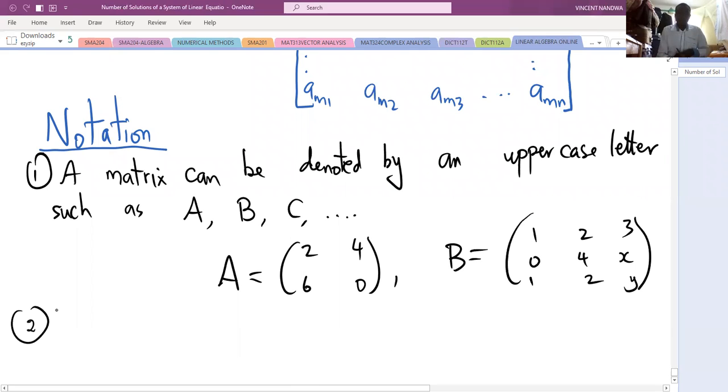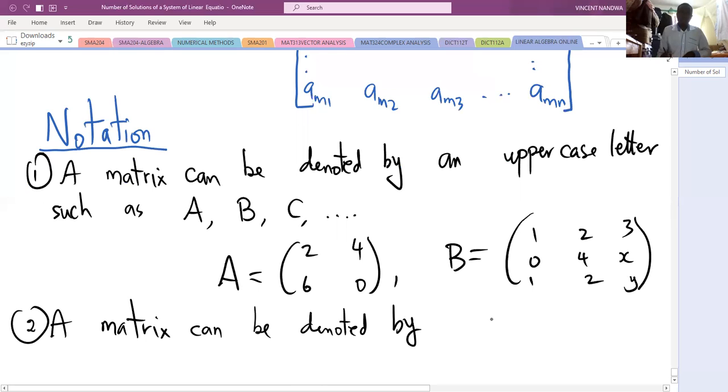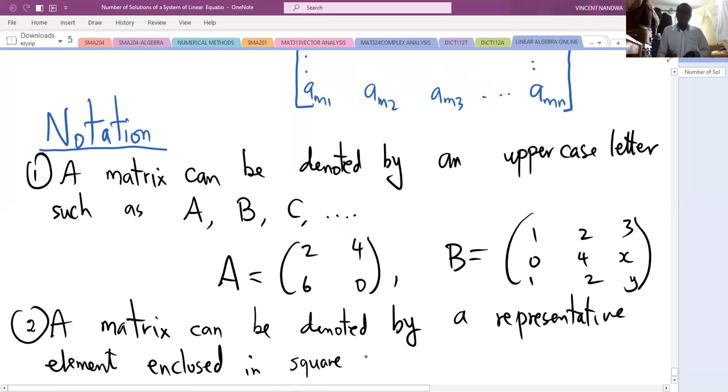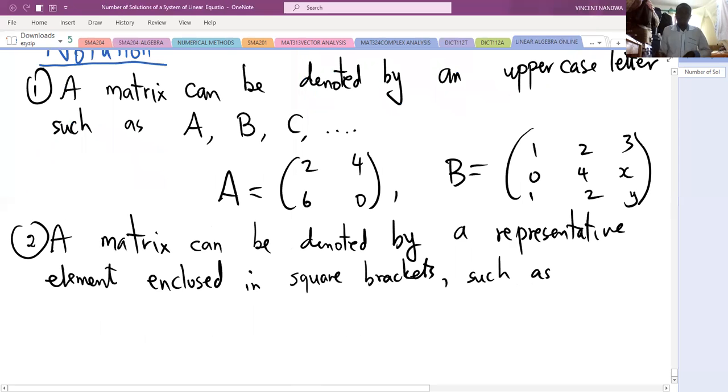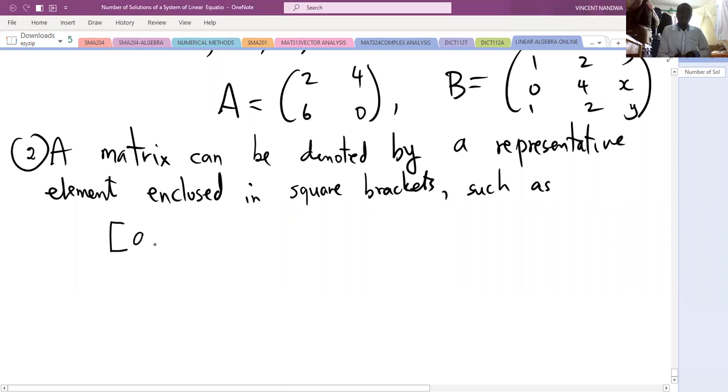And number two, a matrix can be denoted by a representative element enclosed in square brackets, such as Aij or Bij, or you can say Cij, etc. So that's how we can also represent the matrix, following the definition we have given.